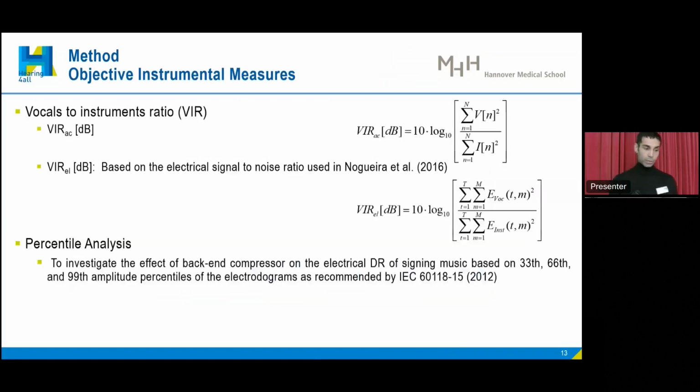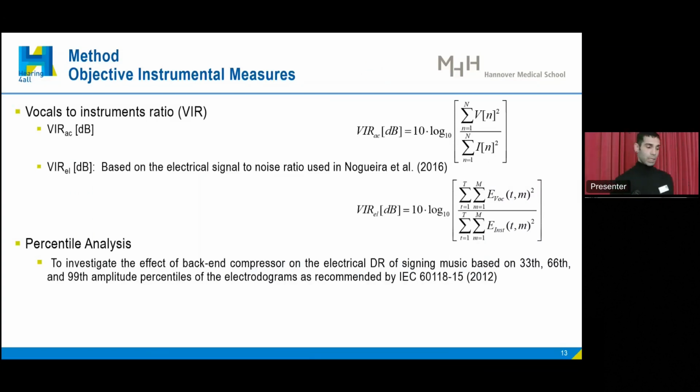So now I would like to talk about the objective instrumental measures we have used in this study. The first one is the vocals to instrument ratio acoustically, which we see on the right side in the first equation, which is the energy of the vocals divided by the energy of the instrument in logarithmic scale in dB.